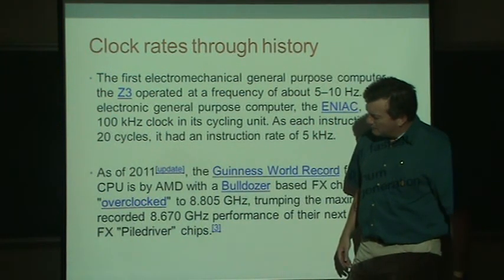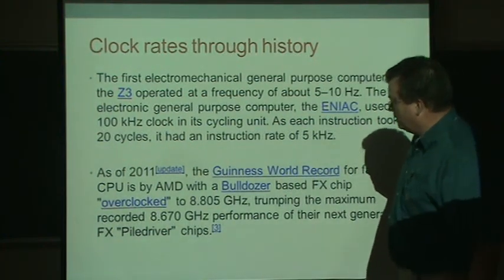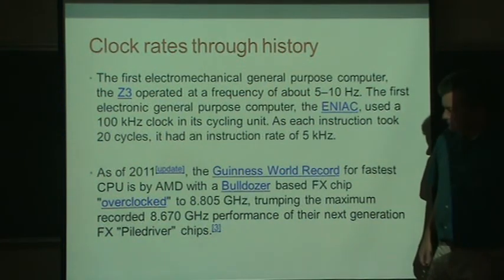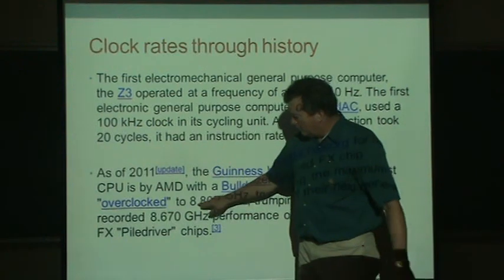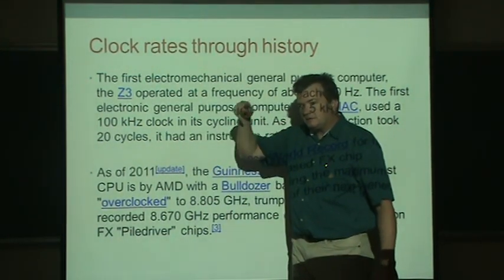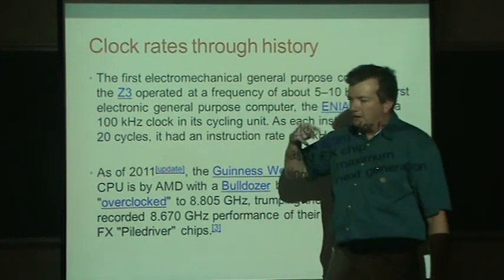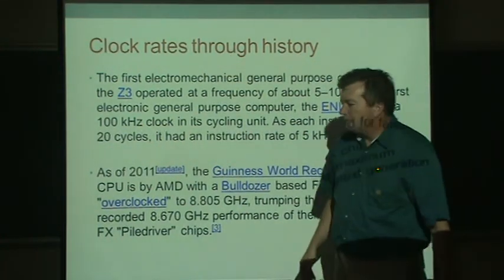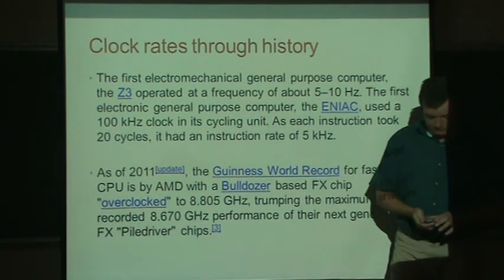And so as of 2011, I think this is still currently true, the fastest processor now is almost 9 gigahertz. So that should be over 9 billion highs, the pulse coming in. It's 9 billion highs per second, and then each of those could trigger 1 stage in your instruction. Okay.